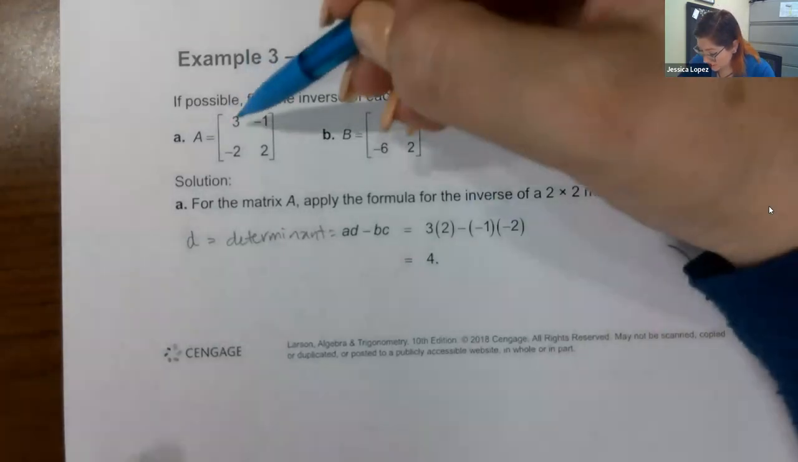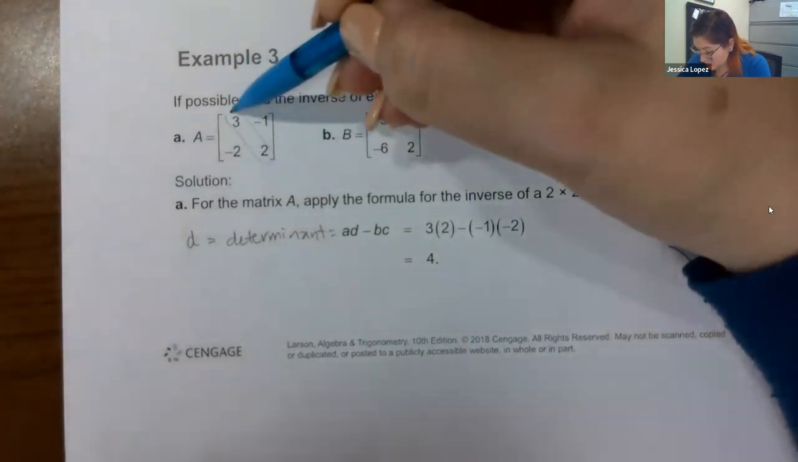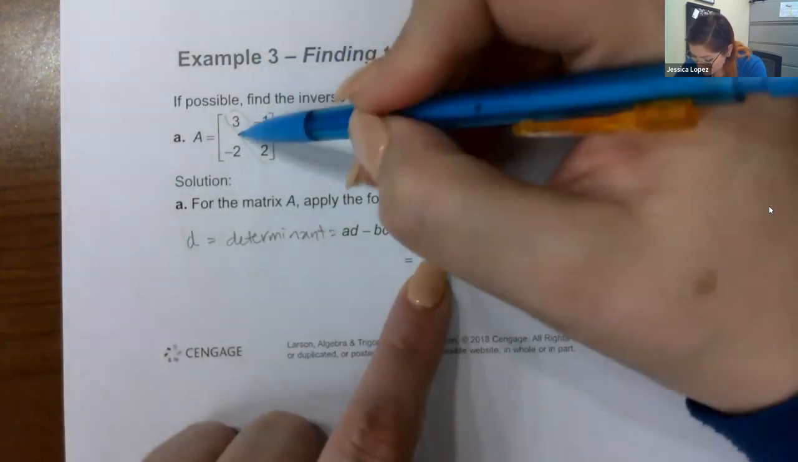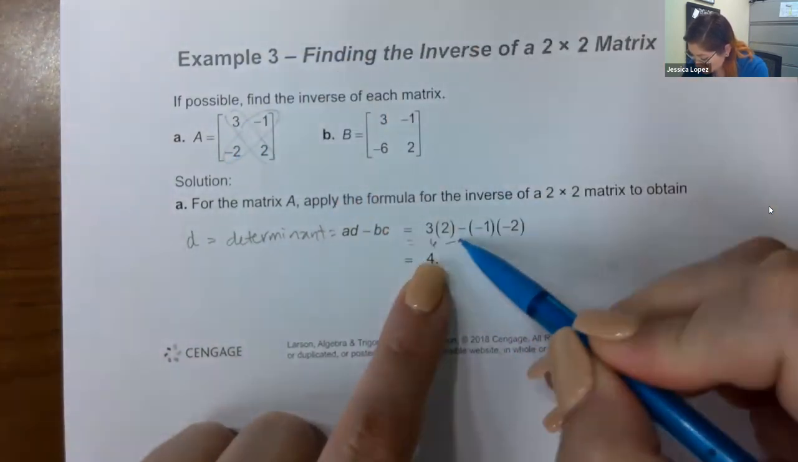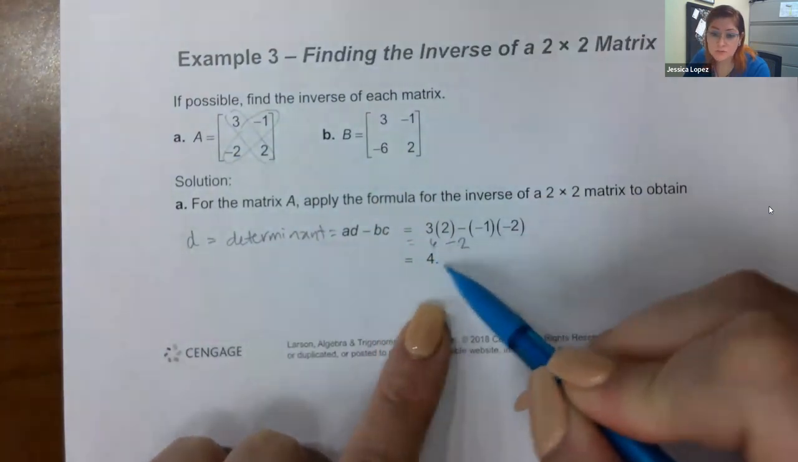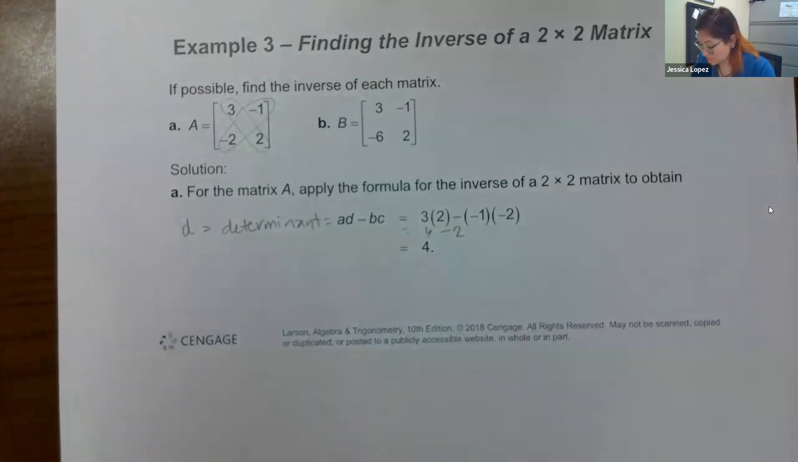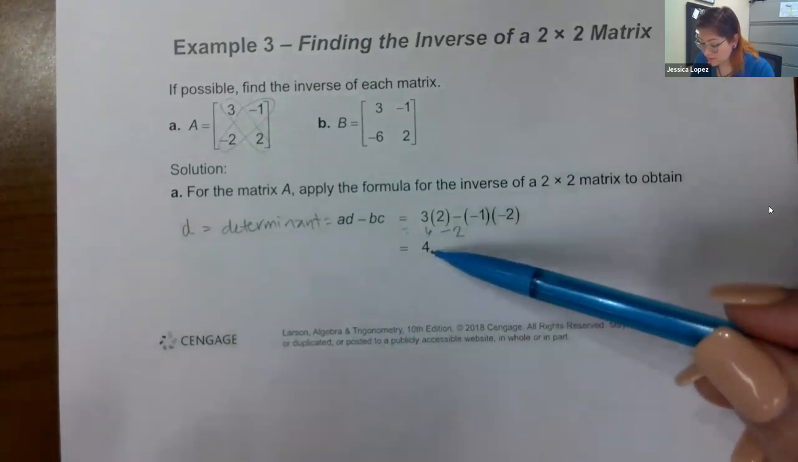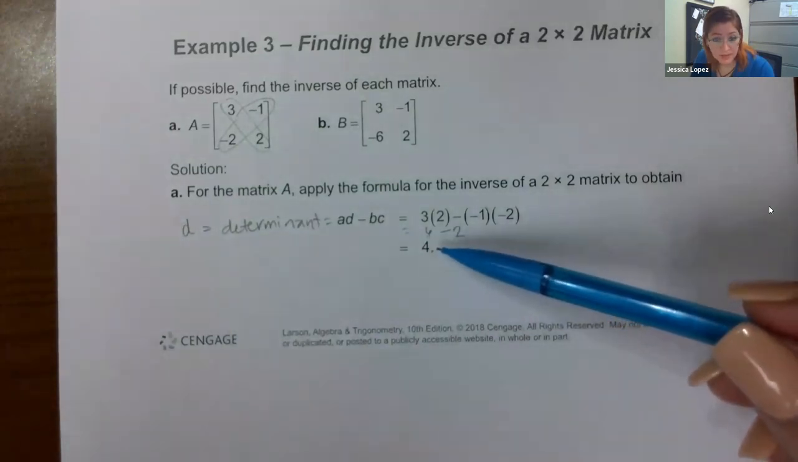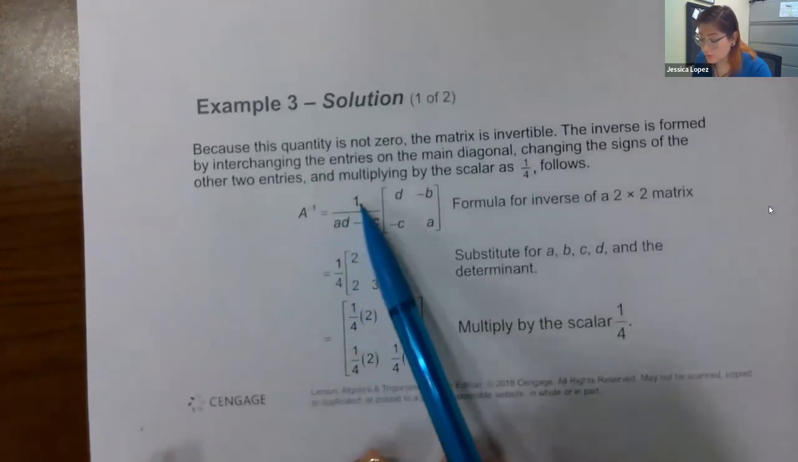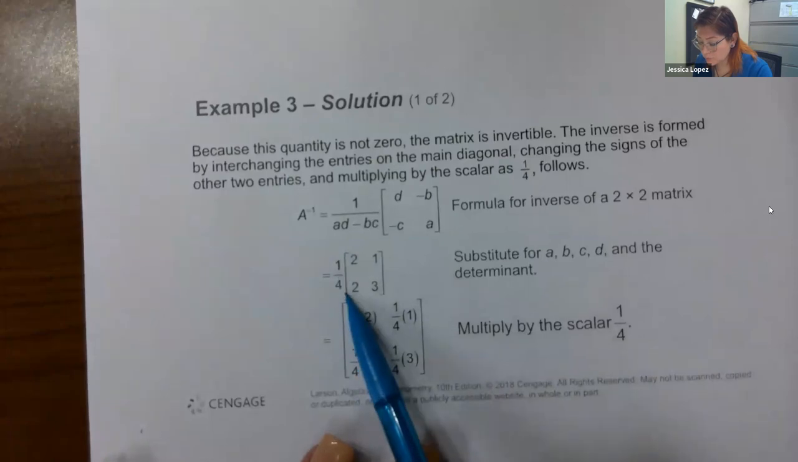So if I do that, I multiply the downward one, I get 6 minus, and if I multiply the upward one, I get positive 2, but 6 take away 2 is 4, okay? And so that is my determinant. And I can keep going, right? So then the formula says it has to be 1 over that determinant, so 1 over 4.